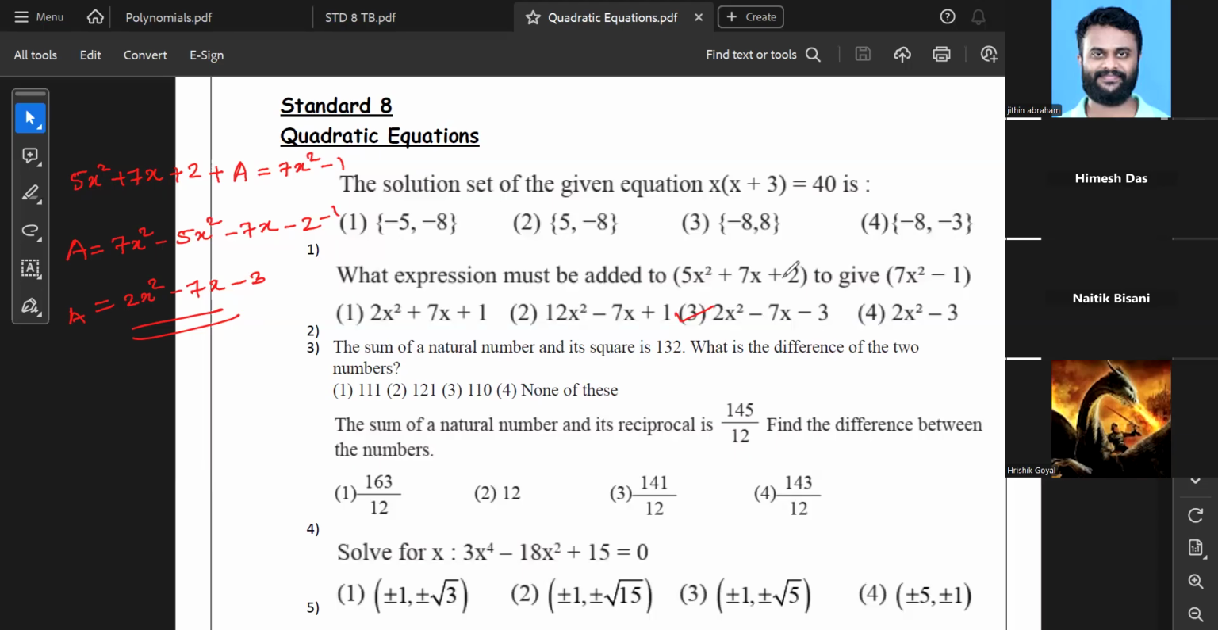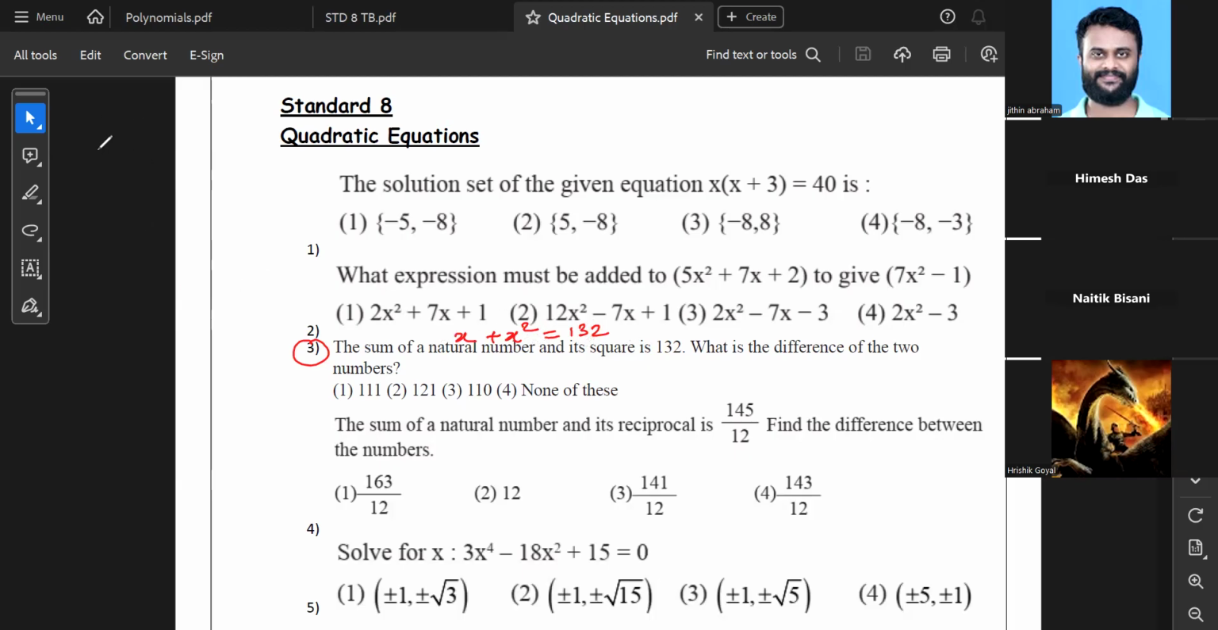Okay, so let's proceed further. The third one: the sum of a natural number and its square is 132. What is the difference of the two numbers? Let me call the number x, and its square, which means plus x square, is equal to 132. We are supposed to find x square minus x. So let's first find the value of x.